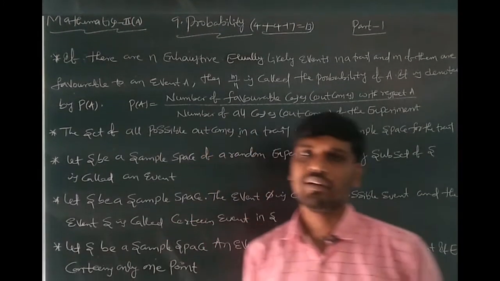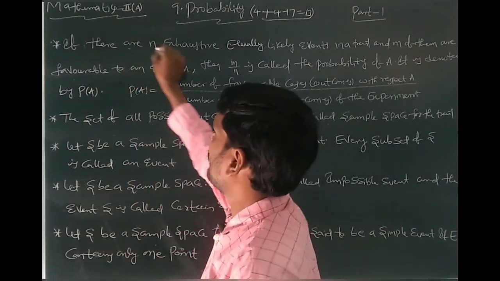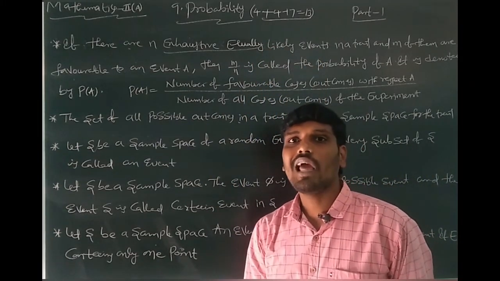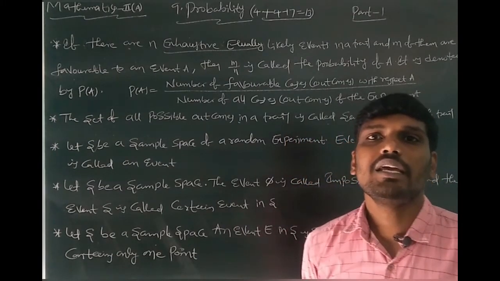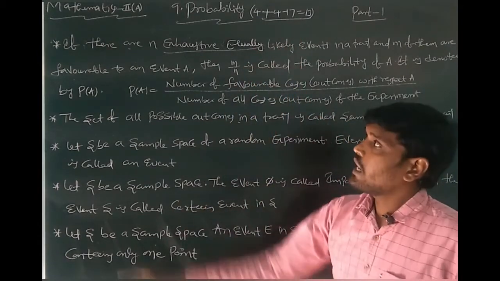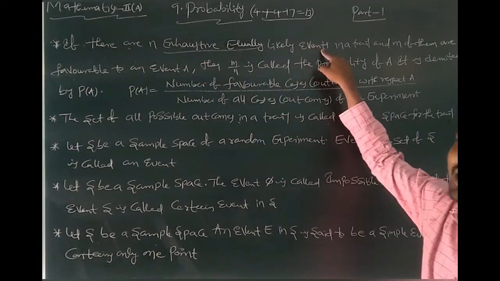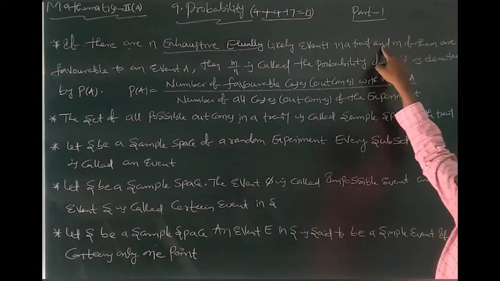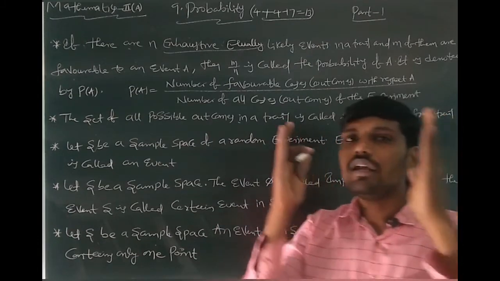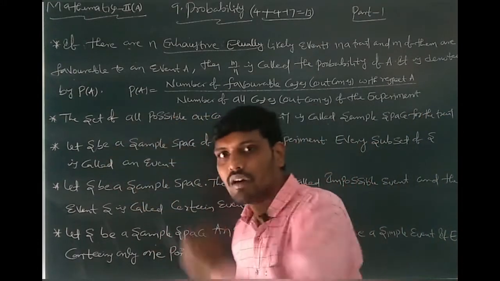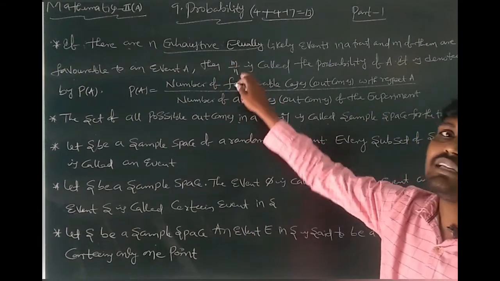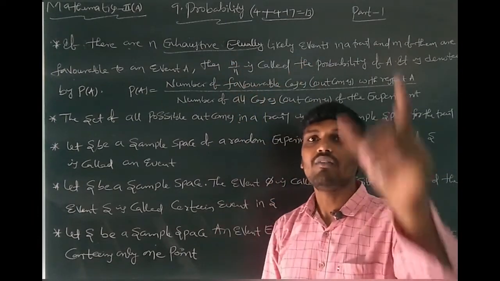Next, the probability definition. What is the probability definition? If there are n exhaustive equally likely events, where equally likely events are elementary events happening in the same way, in a trial, and m of them are favorable to event A, then m by n is called the probability of event A.